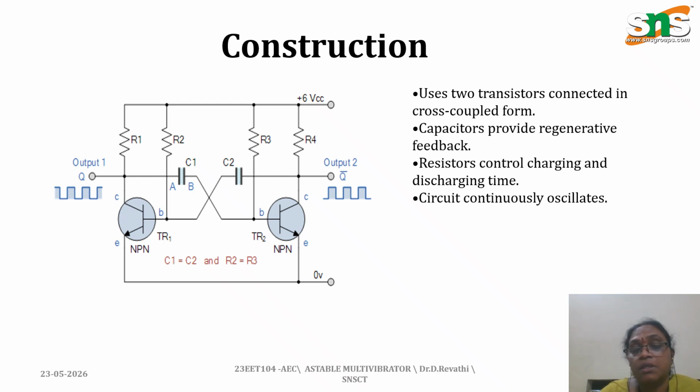Along with outputs 1 and 2, there is a waveform that appears in your circuit. The output 1 waveform is in negative form and output 2 is in positive form. That is, on state to off state here, and off state to on state there. So both are opposite to each other. Where output 2 is positive, output 1 is negative. These are the points to keep in mind for the construction.